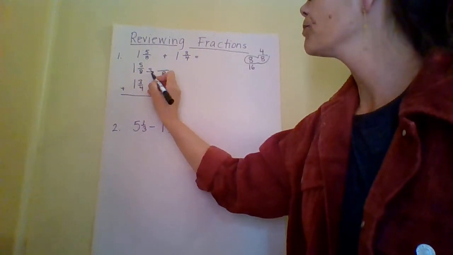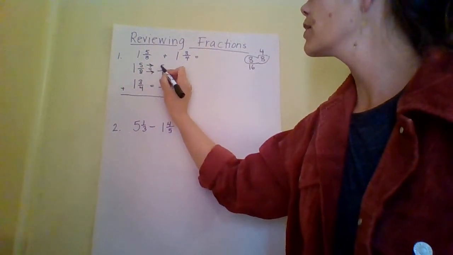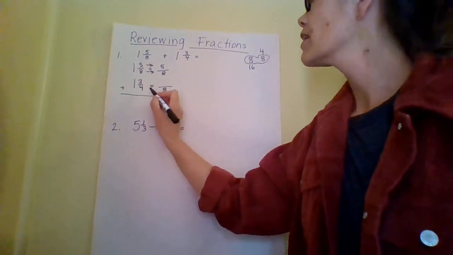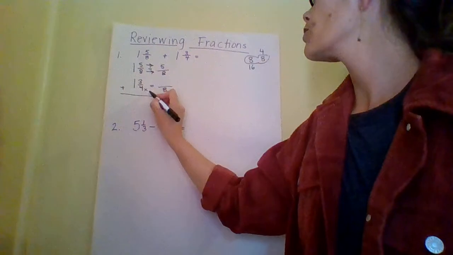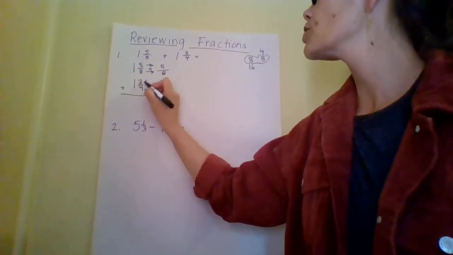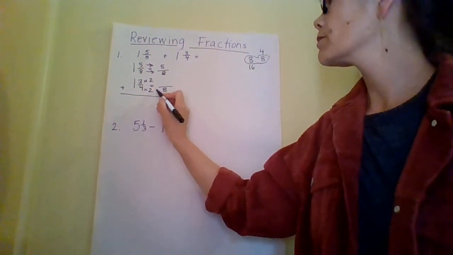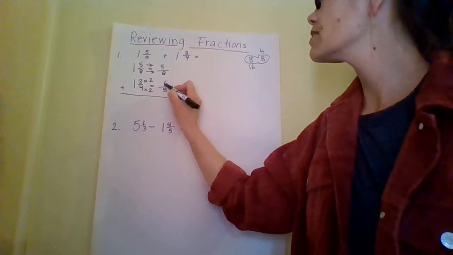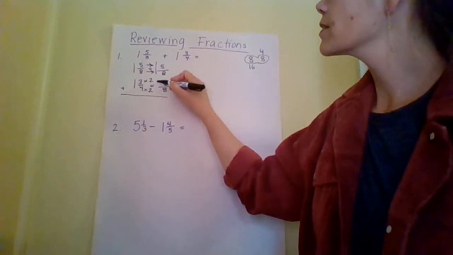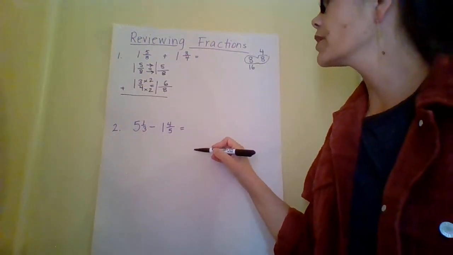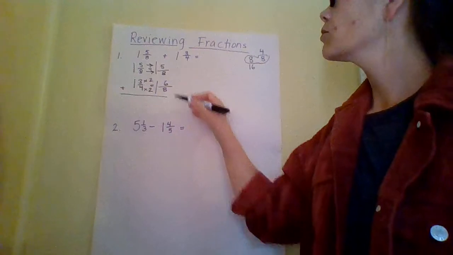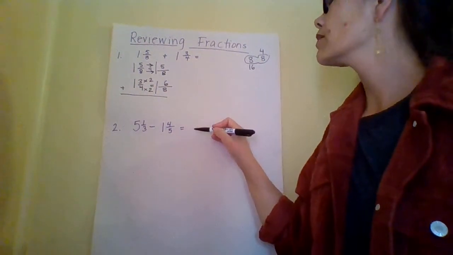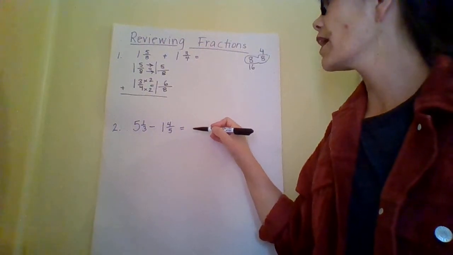So this one doesn't have to be equivalent, it's the same thing, but this one gets an 8 as the denominator. So we have to multiply times 2 on the bottom to get 8, and times 2 on the top gives us 6. And these both have a whole number 1 next to them. So now we have equivalent fractions, so our fractions are common and we can add them.